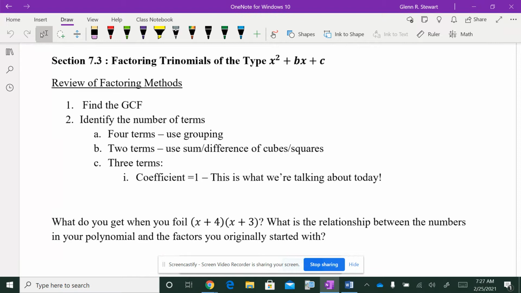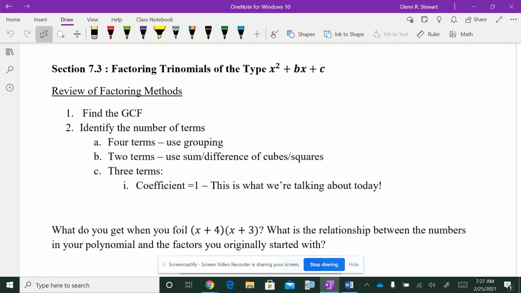Big thing is that we're looking for, once again, number one rule, find greatest common factors. Identifying the number of terms: if we've got 4 terms, we use grouping. 2 terms, we use sum or difference of cubes or the difference of squares. But 3 terms, we originally said, okay, that's just GCF. But now I'm going to actually show you how to factor those, especially whenever we have a coefficient of 1. A lead coefficient of 1 simply means that outside of my formula, I have a 1 right out front.